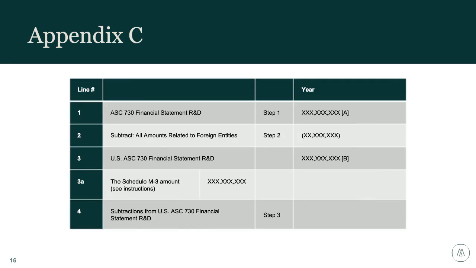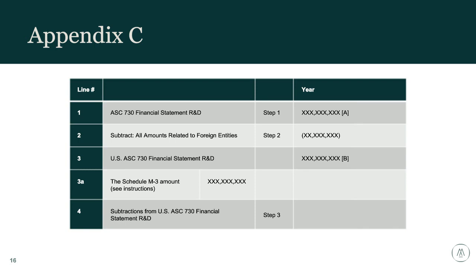So this is what the start of Appendix C looks like. And this really walks you through all of the numbers to get to adjusted ASC 730 financial statement R&D. So you first start with what's just claimed in total as ASC 730. And although this is one category, this could be made up of several different accounts, as long as they're either identified as ASC 730 accounts on your financial statements, or they're labeled engineering, design, R&D, something that would indicate that they would be ASC 730 costs. There just has to be some way of identifying those.